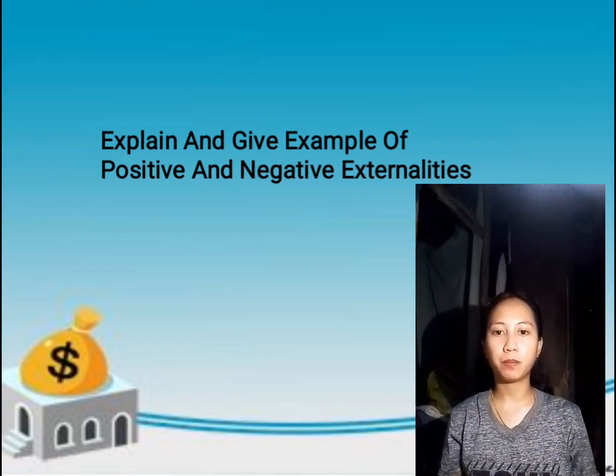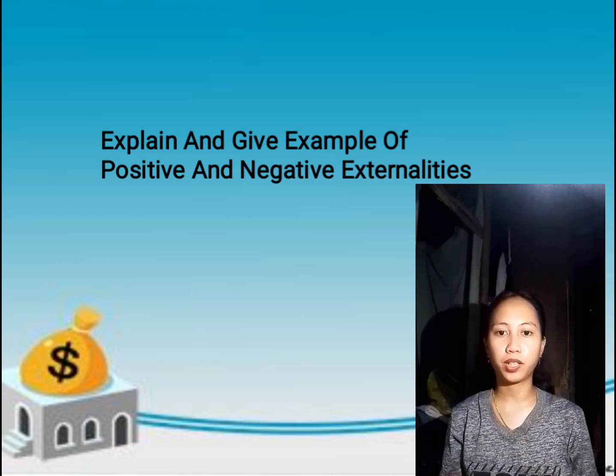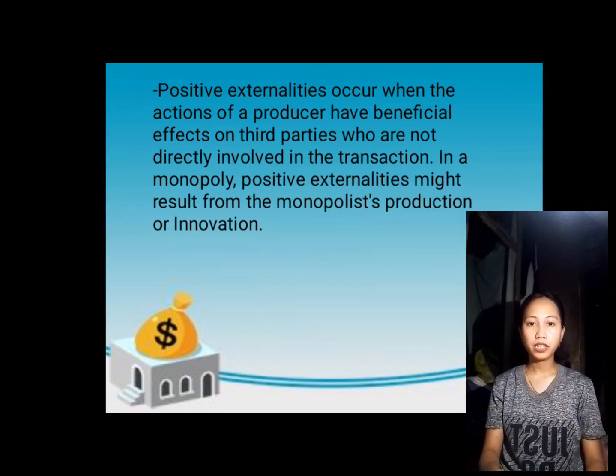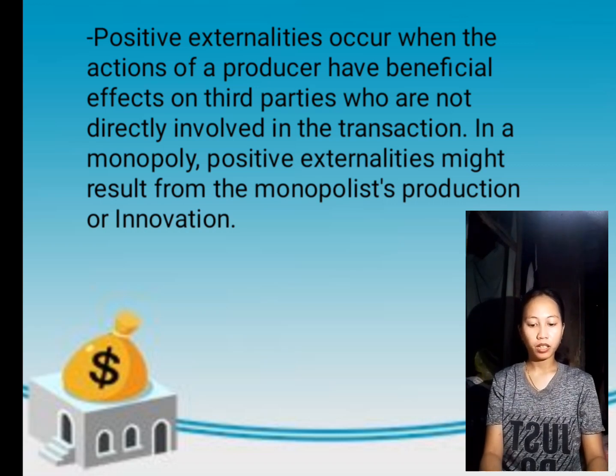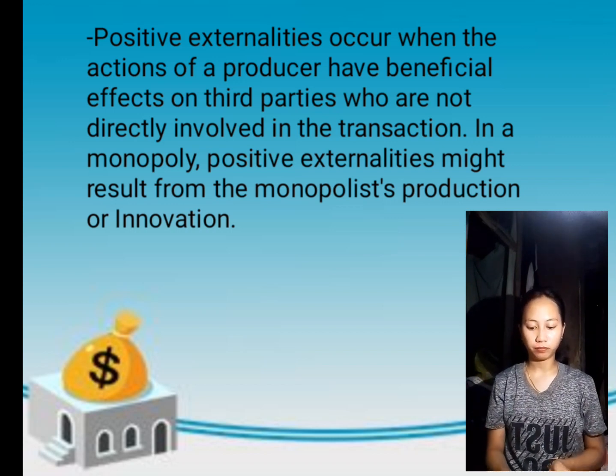Explain and give examples of positive and negative externalities. Positive externalities occur when the action of a producer has a beneficial effect on third parties who are not directly involved in the transaction in a monopoly. Positive externalities might result from the monopolist's production of innovation.